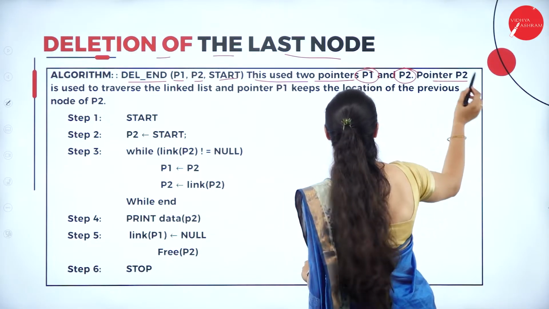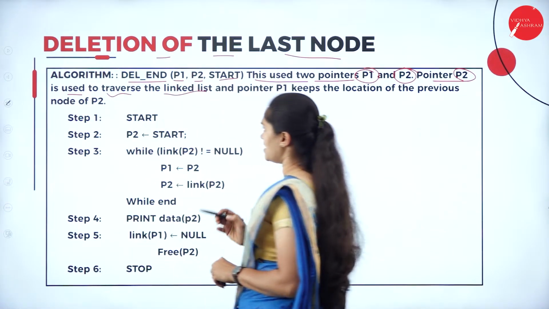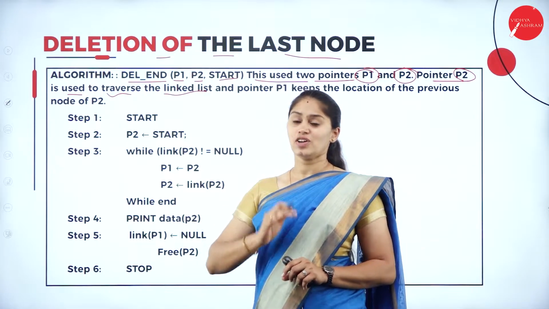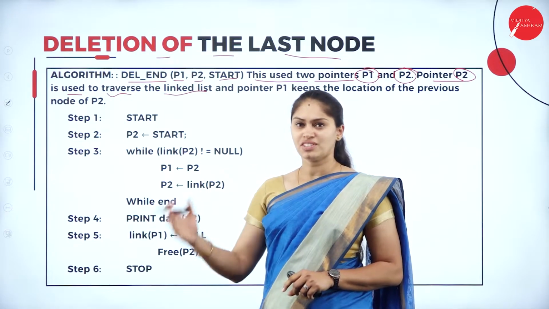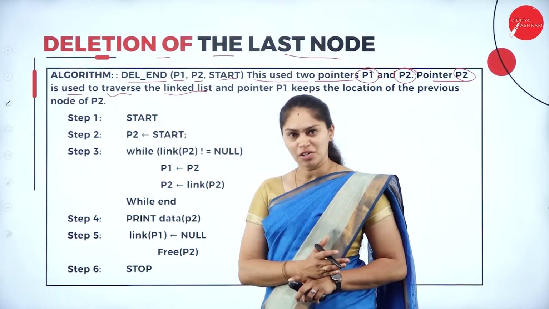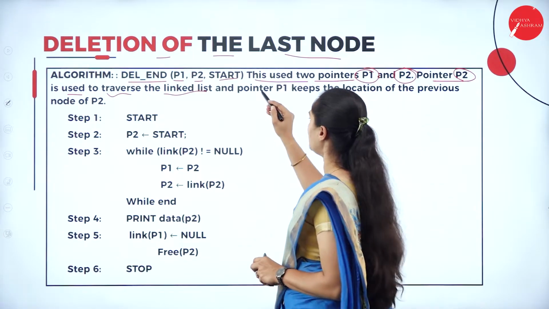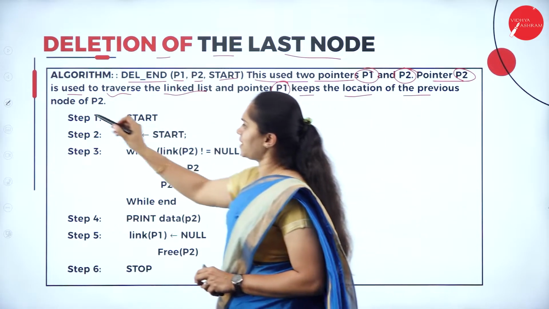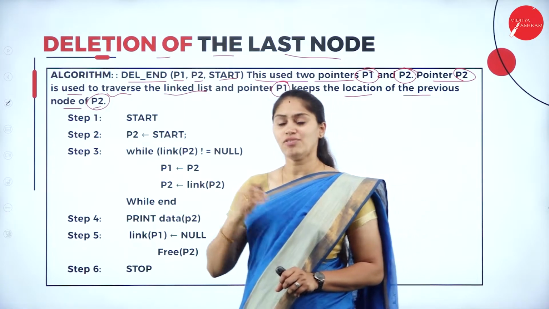We'll see now. Pointer P2 is going to be used to traverse the linked list. So if I want to delete, whether it is the first element, last element or an element at a specified location, I must traverse from first to last. So in order to traverse, I require pointer 2, that is P2, and I require pointer 1, P1, which keeps the location of the previous node of P2. So this is going to act as a tail for P2.